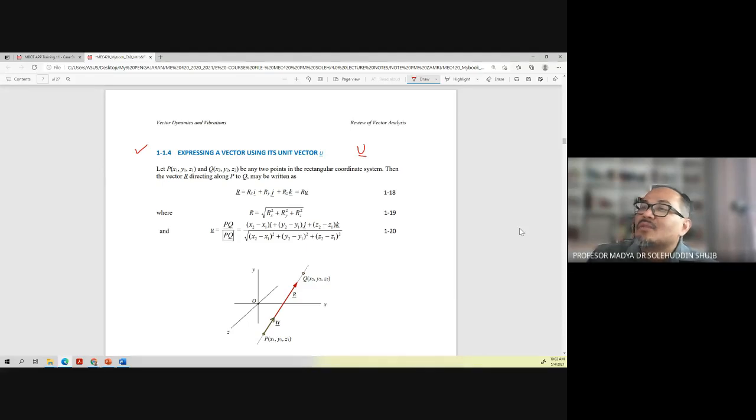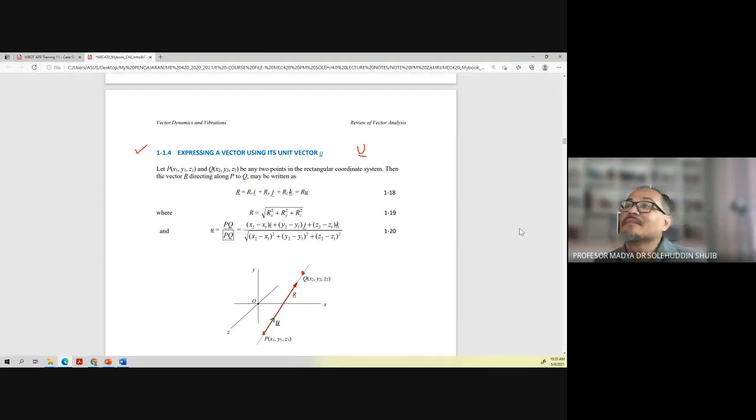Let us take these 2 points. We have point P, and then another one, point Q. It can be any point in the rectangular coordinate system. So we have the x, y, and z, and the origin 0. These 2 points, I want to express in terms of the unit vector of these 2 points.